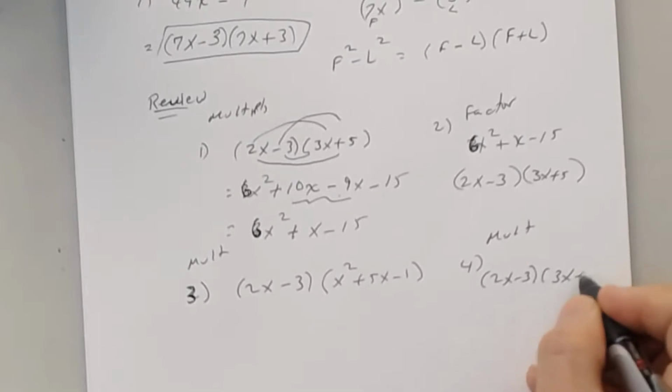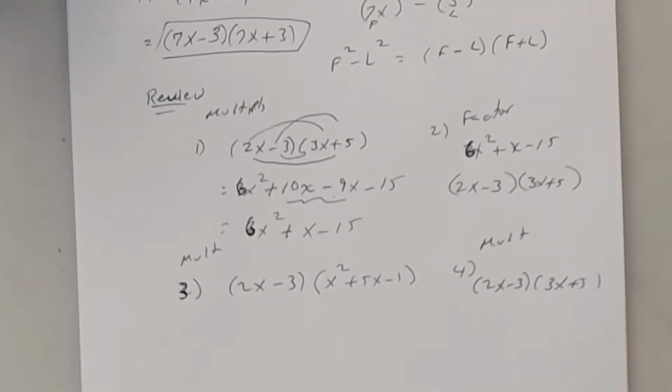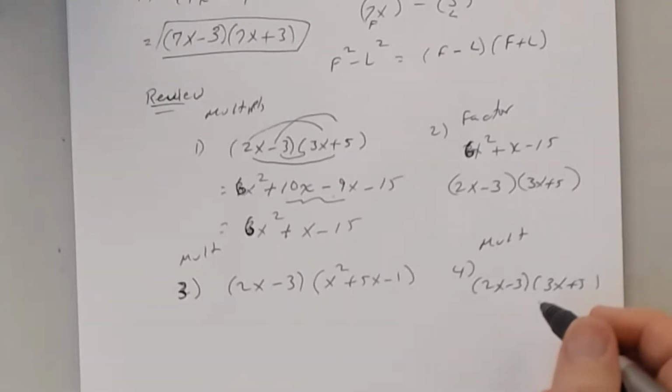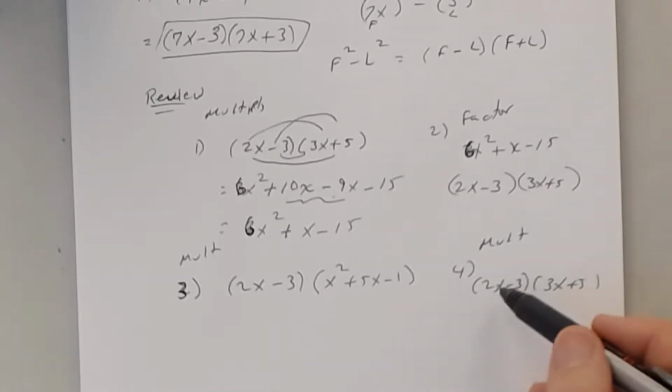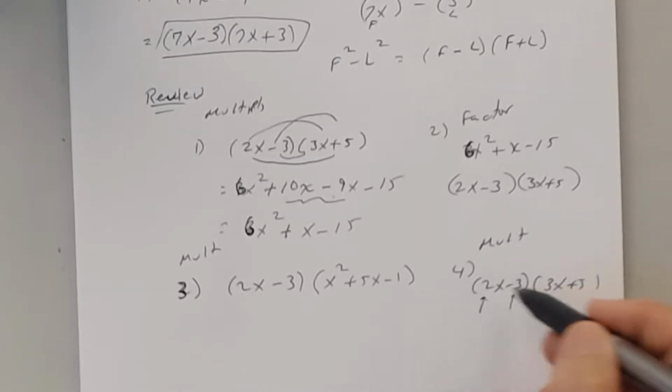But instead of using a FOIL method, I'm going to use another method that you may have learned, and that's to use the distributive property. If I want to multiply this using the distributive property, basically that means this. You see this first binomial has 2 terms, right? So each of those terms is being multiplied by this second binomial. So basically you're saying this.